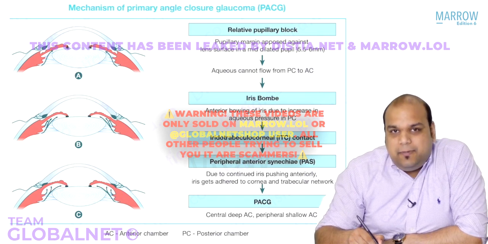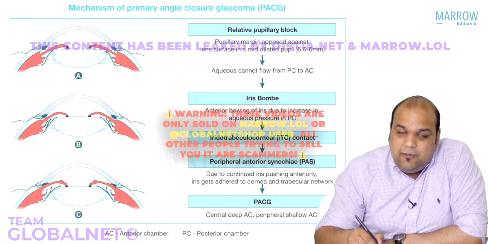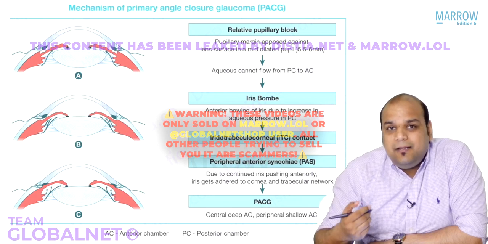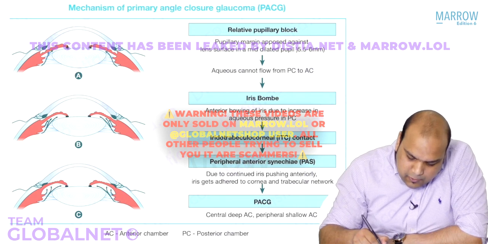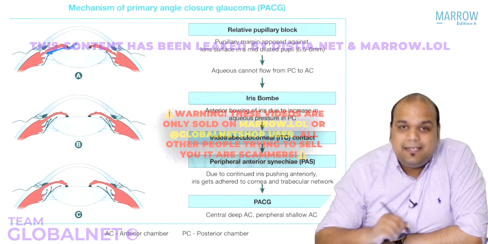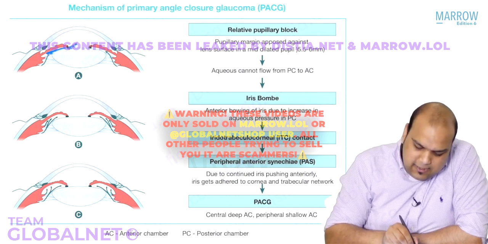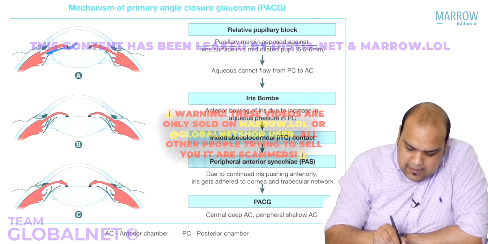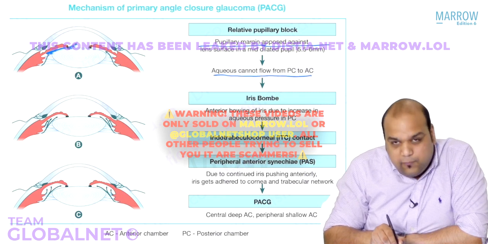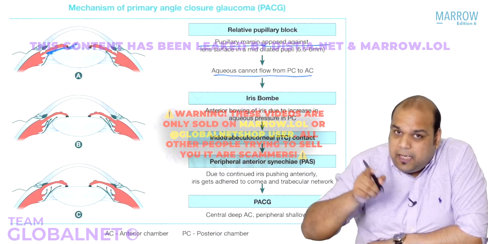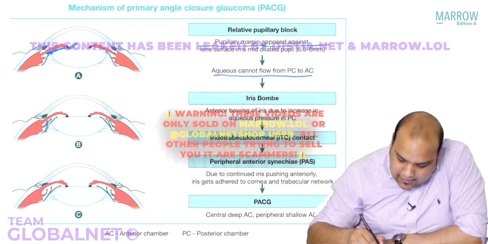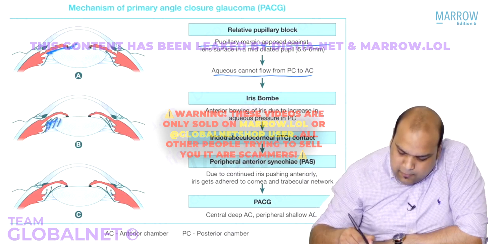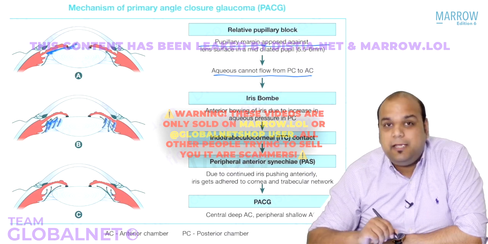When this occurs, everybody, what will be the result? All the aqueous that gets secreted in the posterior chamber, this area, will not be able to flow into the anterior chamber. Yes? So as you can see, apposition of pupillary margin against the lens surface, aqueous cannot flow from PC to AC. When the aqueous cannot flow from posterior chamber to anterior chamber, it is collecting in the posterior chamber, and that collection is pushing the iris forward. Pushing mechanism, everybody, you understand this?